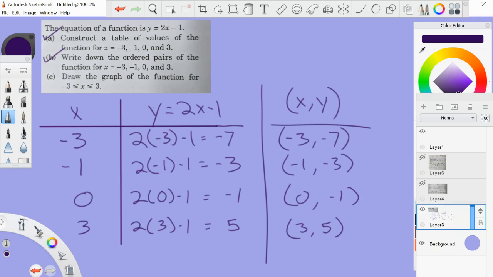The next one says draw the graph of the function for values of x between -3 and 3. Now what this says is -3 is less than or equal to x, which is less than or equal to 3. And that's a fancy way of saying that we want to draw this function, but we only want values for x that are between -3 and 3. Now, if you look, these numbers that they gave us are between -3 and 3. So that's great. We're just going to take these points here, and we're going to plot them on a coordinate plane, and we're going to connect them with a line.